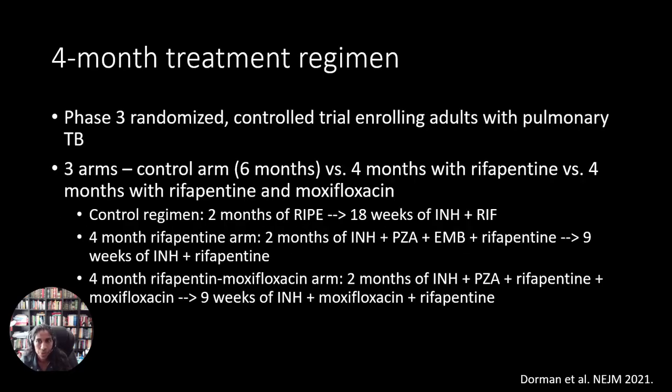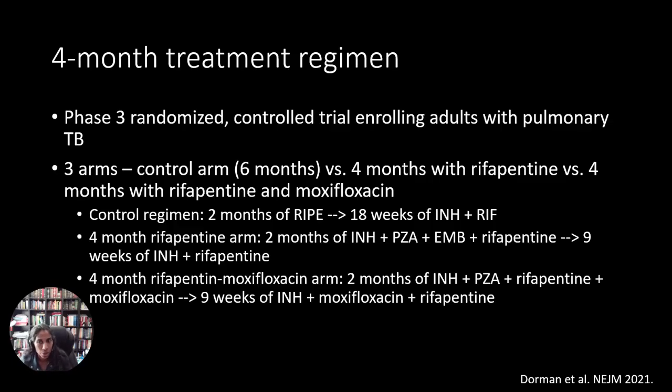There has been emerging evidence showing that shorter TB regimens can be effective for treatment, and these have been incorporated in recent guideline updates. So there is a new 4-month treatment regimen with a clinical trial that was published in 2021 that showed that this was safe and effective. So this was a phase 3 randomized control trial enrolling adults with pulmonary TB.